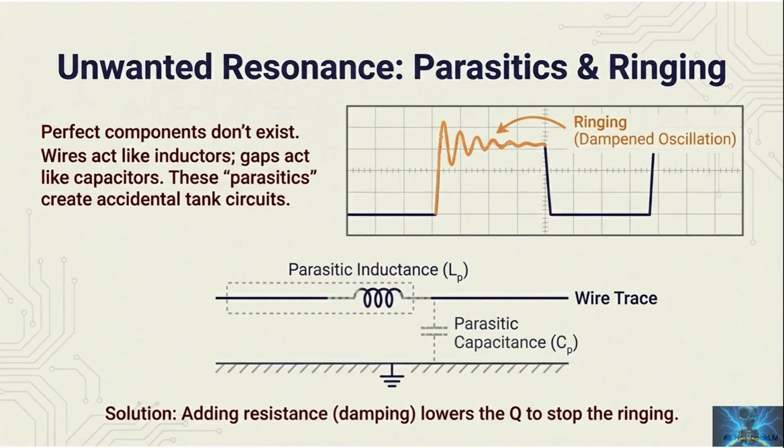Perfect components do not exist. Wires and traces behave like tiny inductors. Gaps and junctions behave like tiny capacitors. Those parasitics can form accidental tank circuits and cause ringing. One common cure is adding resistance called damping to reduce quality factor. Sometimes the goal is not stronger resonance. Sometimes the goal is stopping it.